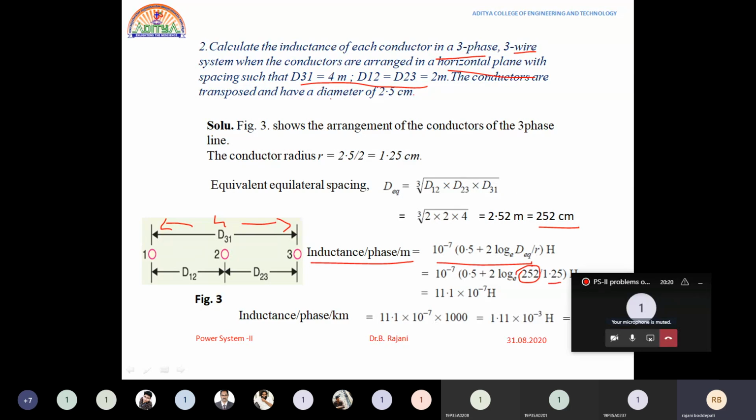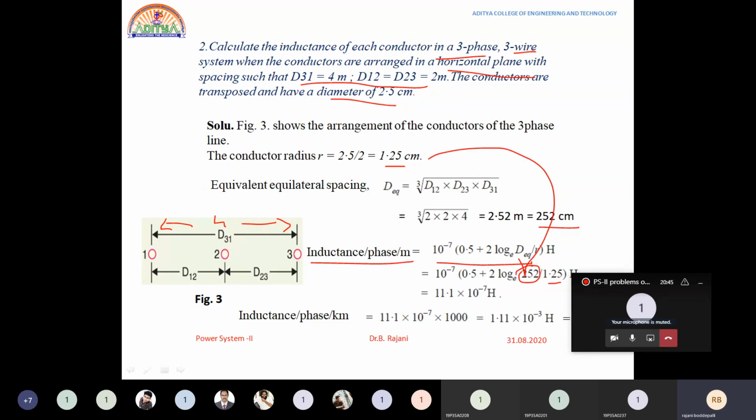He had given the diameter, so 2.5 centimeters divided by 2 gives 1.25. If we substitute this in the formula, we get the answer 11.1 into 10 to the power of minus 7 henries. This is for the transposed conductors. Whenever the conductors are transposed, you need to put this formula straight away.